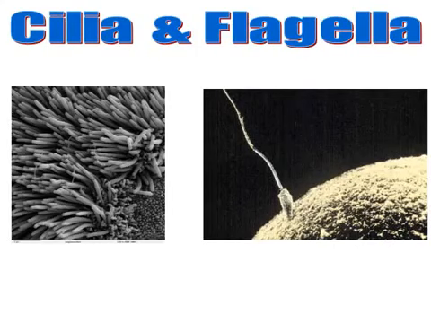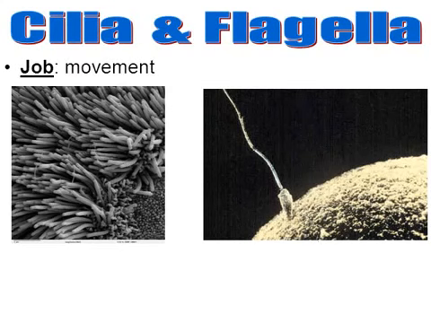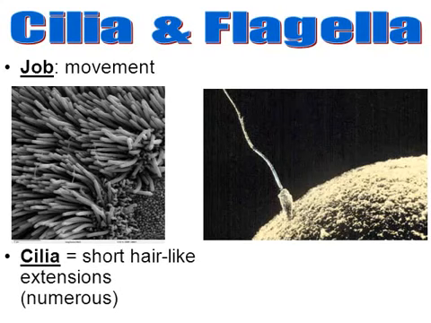A couple other cell parts I want to mention are used in movement, and that's the job of cilia and flagella. Now, not all cells move, so not all cells have cilia and flagella. But if cells move, they probably have either cilia or flagella. The picture on the left shows the cilia, short hair-like extensions. There's numerous, hundreds and thousands of them per cell. Way too many to count. Very short, stubby, almost look like eyelashes.